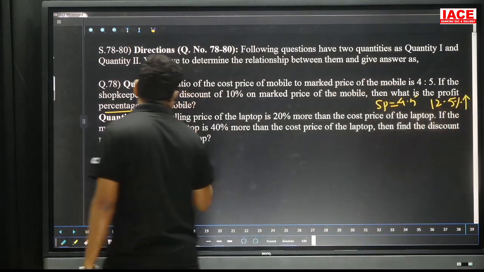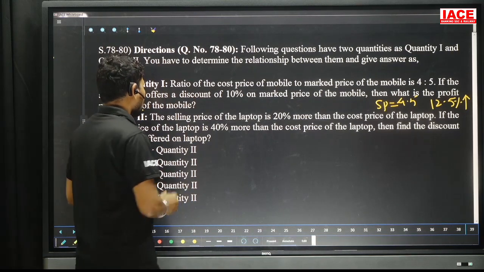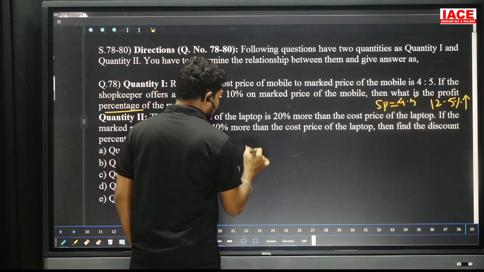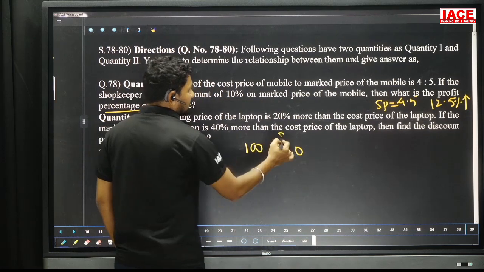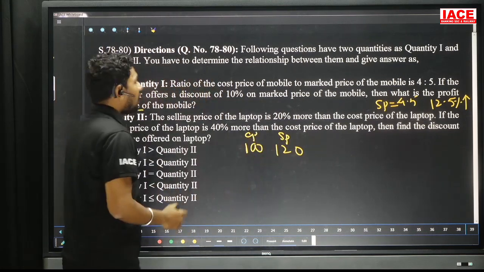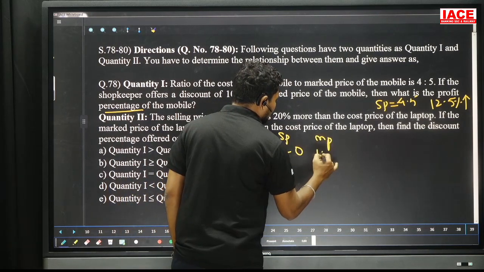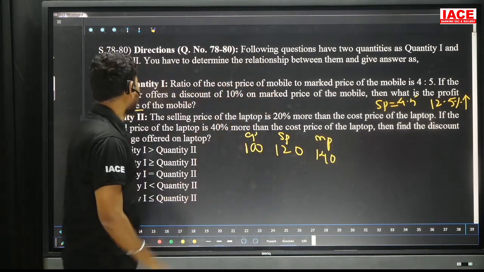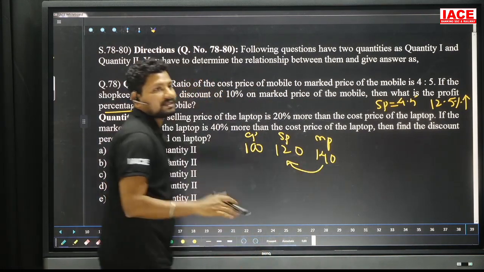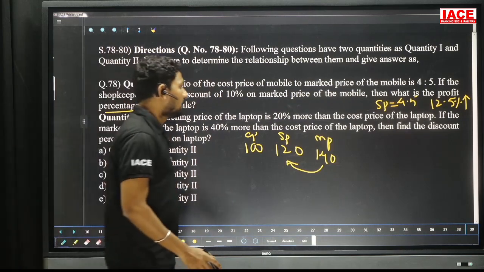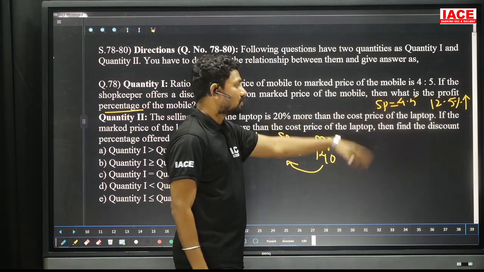And coming to quantity 2, the selling price of the laptop is 20% more than the cost price of the laptop. Selling price is 20% more. That means cost price is 100 and SP is 120. And the market price of the laptop is 40% more, so market price is 140. Then find the discount percentage of the offered laptop. 140 became 120, how much percentage discounted? For example, 20% discount. Is it 20% or 15%? Just roughly go, because there is 12.5%. We have to show such a relation.